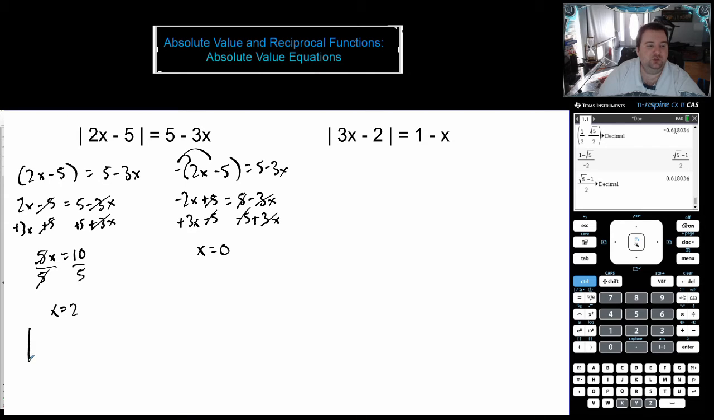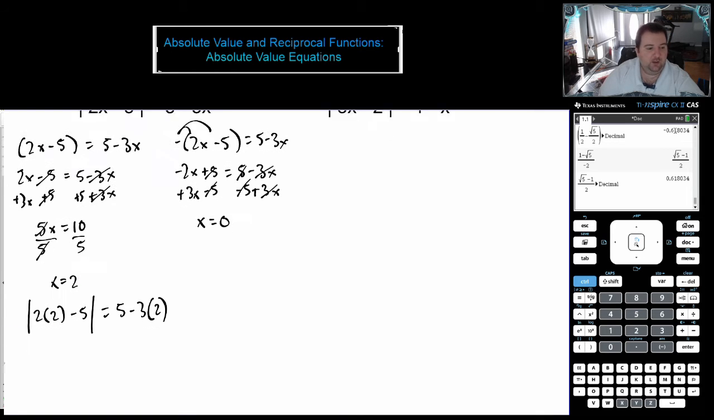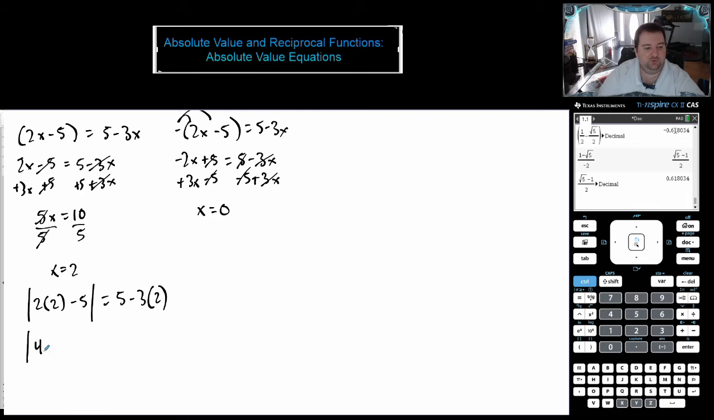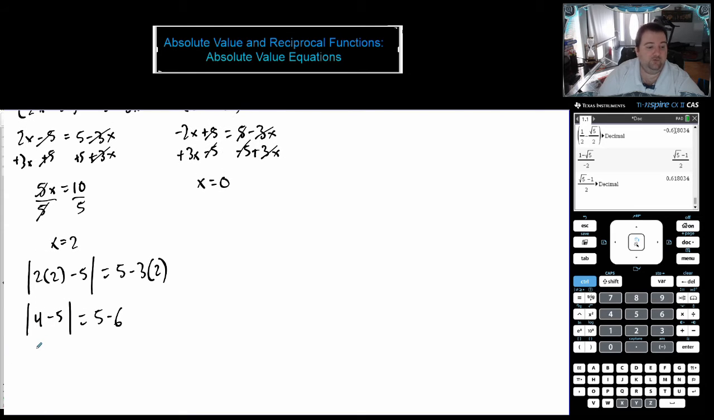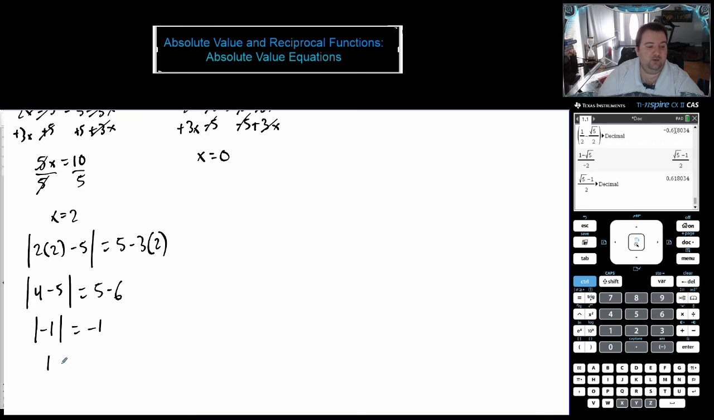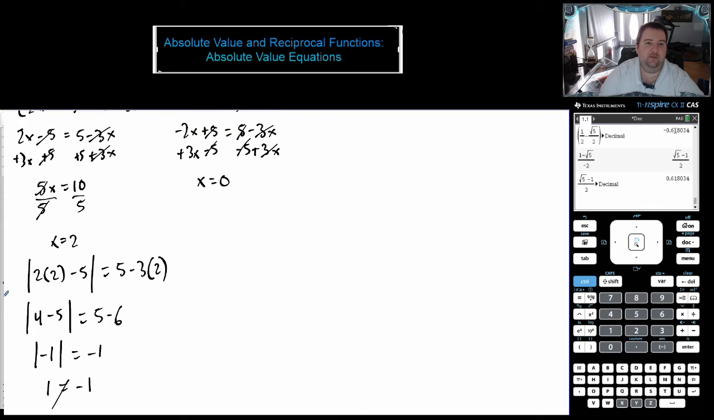Always test your solutions. So you have the absolute value of 2 times 2 minus 5 equals 5 minus 3 times 2. I'm just inserting 2 in everywhere that I see an x. Now I have the absolute value of 2 times 2, which is 4, minus 5, equals 5 minus 3 times 2, which is 6. 4 minus 5 is negative 1, so I have the absolute value of negative 1 equals 5 minus 6 is negative 1. Absolute value of negative 1 is 1. Does 1 equal negative 1? No. x equals 2 does not work.